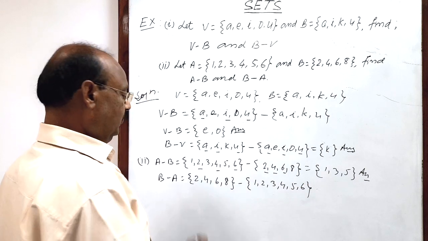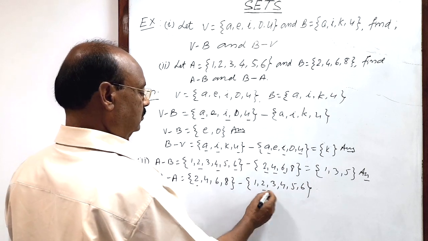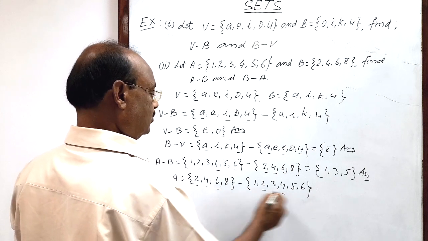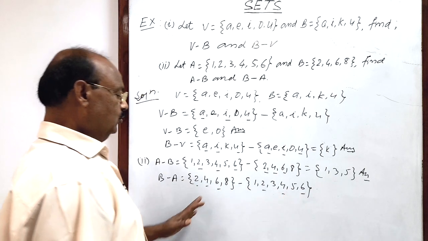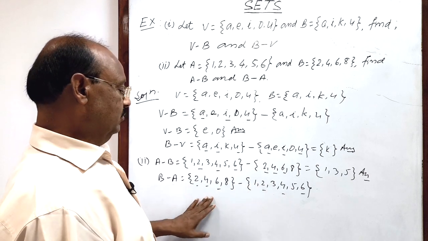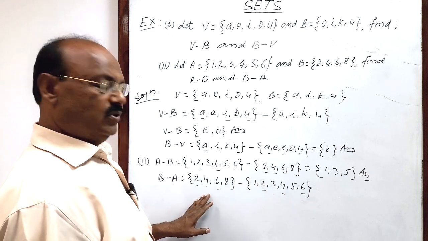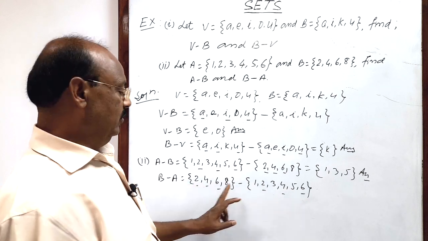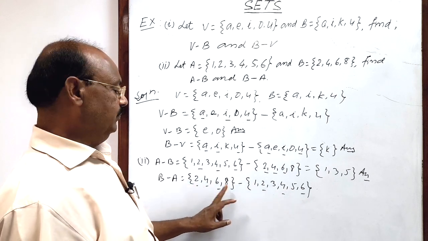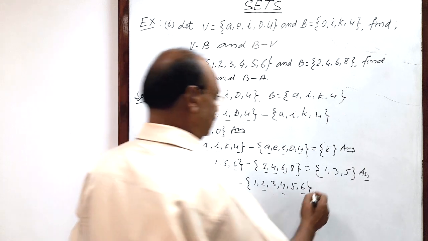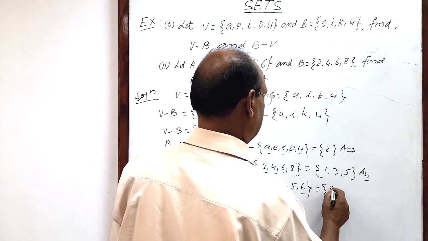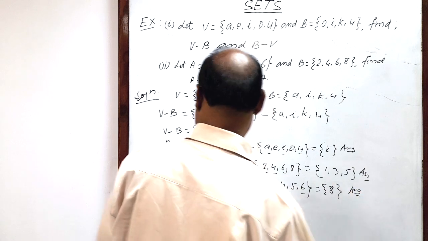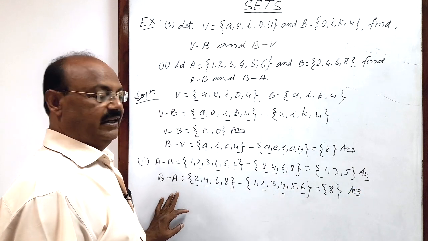So let us see here, 2 common element, 4 common element and 6 common element. Okay. So 2, 4 and 6 will be removed from this set. So only element which will remain here will be 8. 8 is not here in A, so it will not be removed, it will remain here as it is. So this is a set having element 8 only. So this is the answer for the set B minus A.